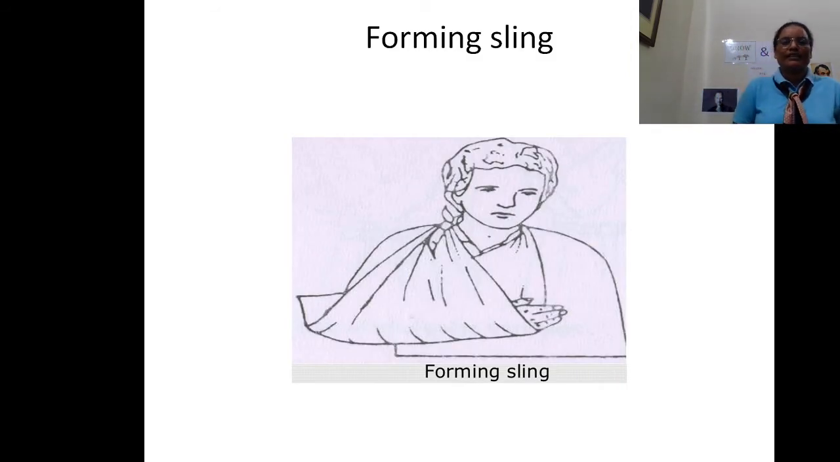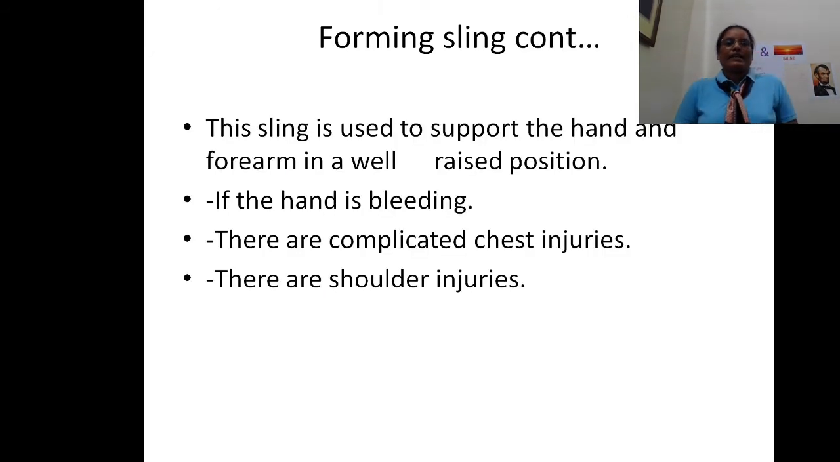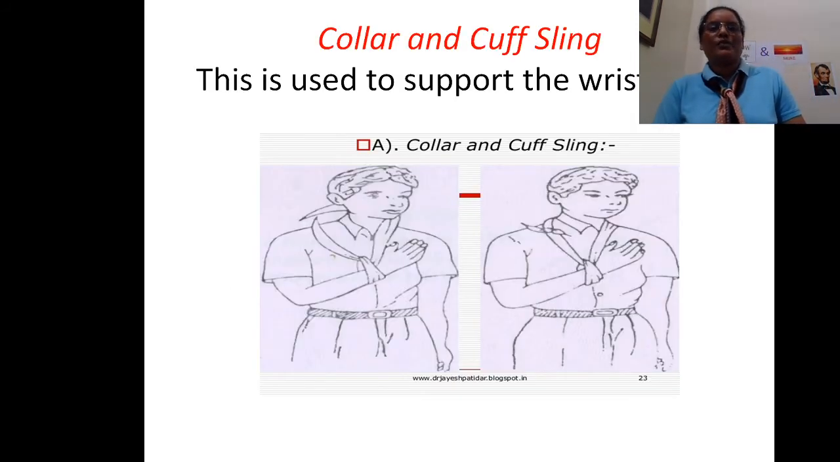Then the forming sling. What is the forming sling? This sling is used to support the hand and forearm in a well raised position like this. We use the forming sling when patients are suffering from bleeding from the hand, from a complicated chest injury, and also a shoulder injury. At that time we use the forming sling.